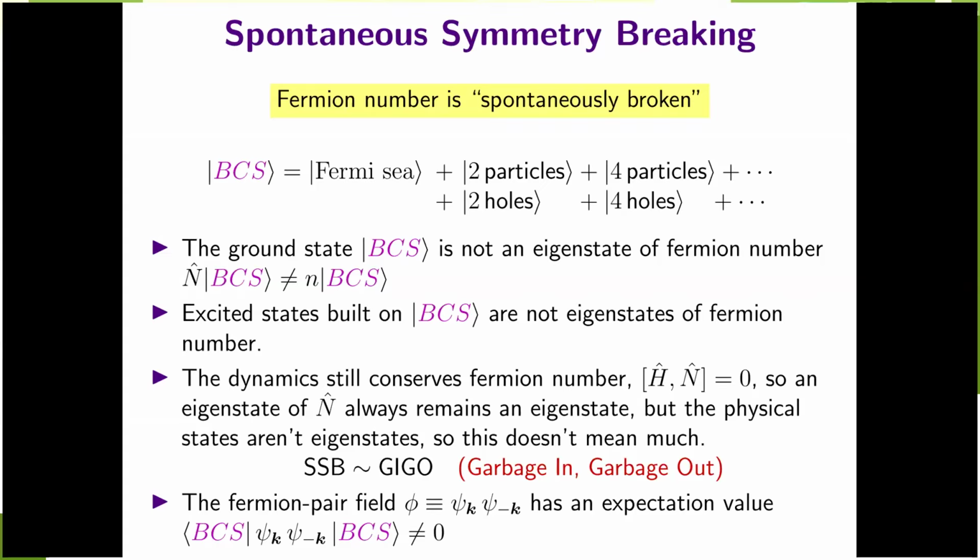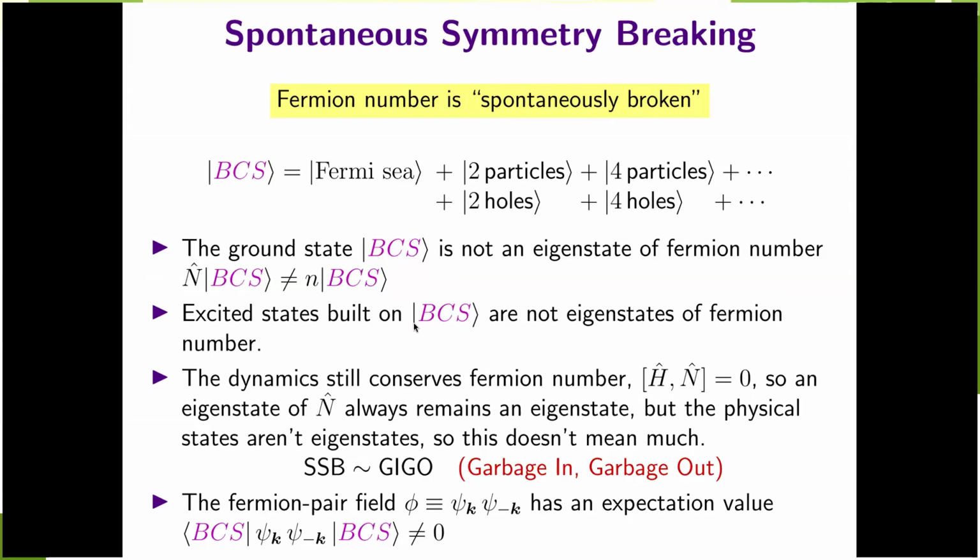Now, we can see some interesting things already just by looking at this. Because what do you see here? This state is not an eigenstate of fermion number, right? The Fermi C has a definite number of fermions, but this state has two more, and this state has four more. This state has two less. This state has four less. So the ground state in this case, since we're saying it's the favored state, the lowest energy state, is the ground state of the system. It's not an eigenstate of fermion number. It does not have a definite fermion number.